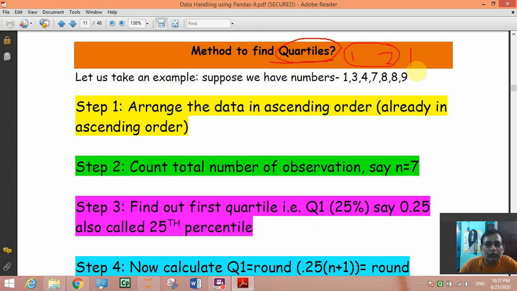Now take one example and understand this. Suppose we have conducted an examination of 10 marks, and out of 10, 7 students got this much marks. Keep in mind that you have to keep all the marks in ascending order so that the correct result can be calculated. So one student got 1 mark, other students got 3 marks, 4 marks, 7 marks, 2 students got 8 marks, and 1 student got 9 marks.